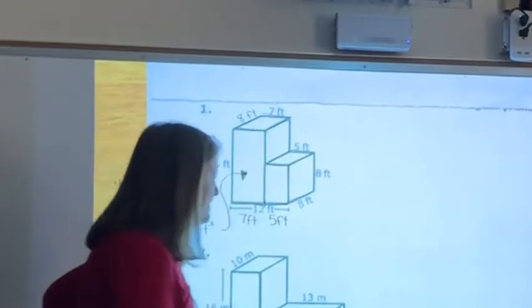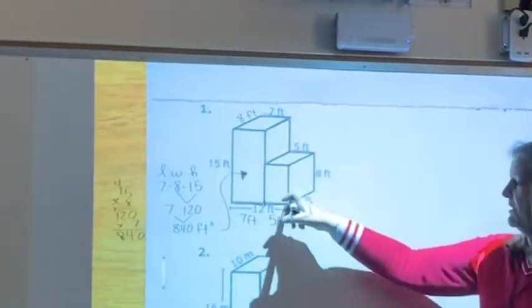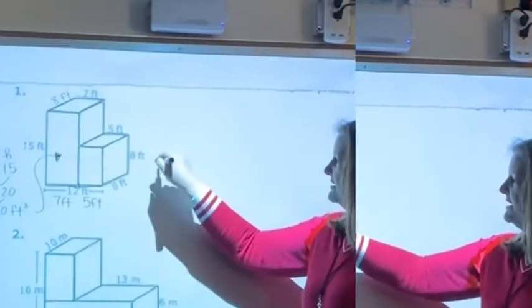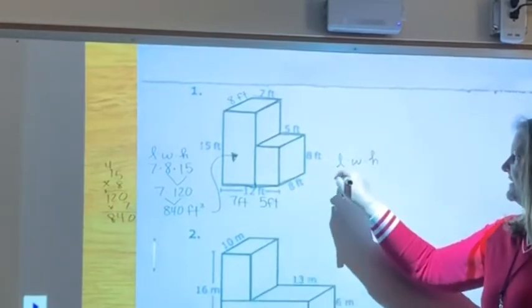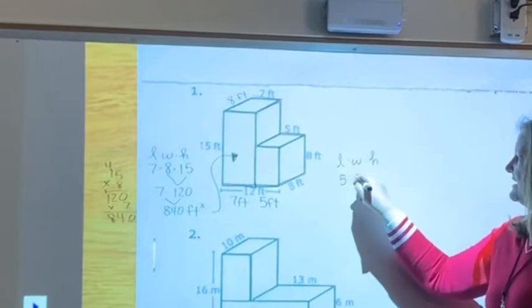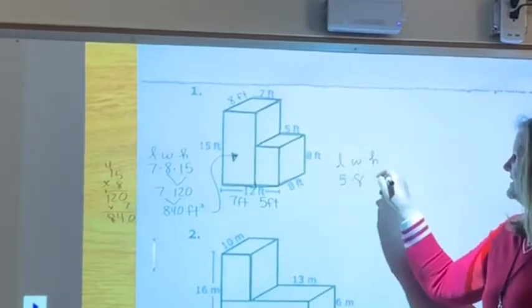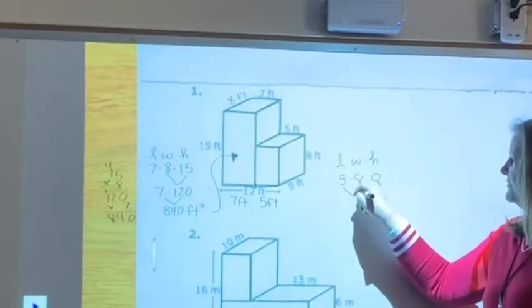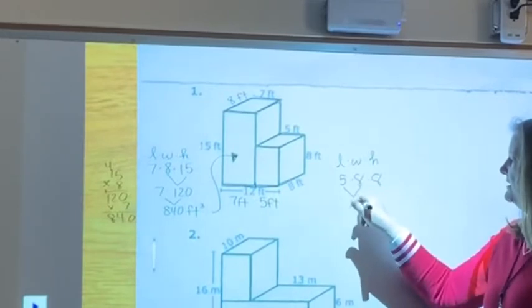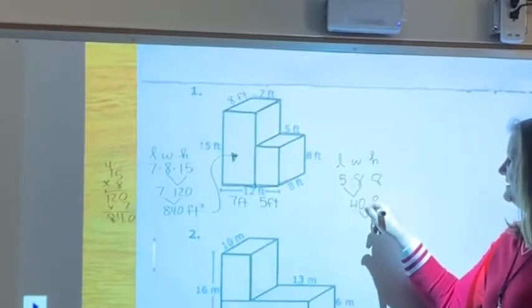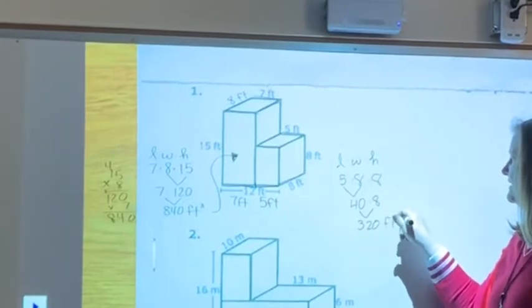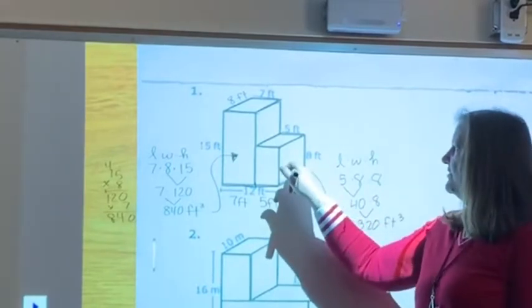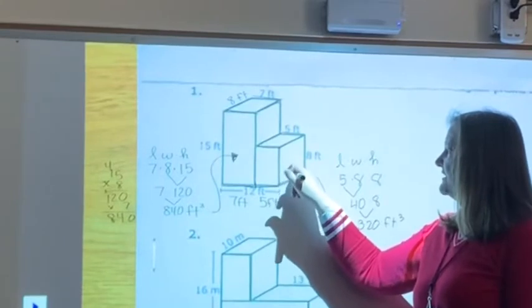Okay, let's take a look at it for the smaller rectangular prism. Our length times width times height. The length is 5, the width is 8, and the height is 8. We've got 5 times 8 is 40. 40 times 8 is 320 feet cubed. That is the volume for the smaller rectangular prism.